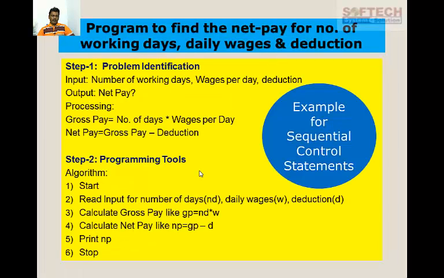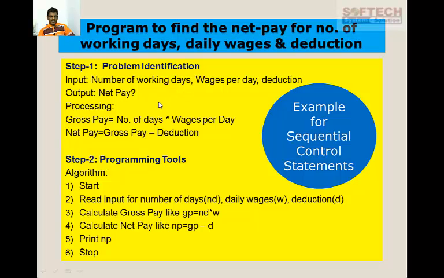Now we develop a program by using programming tools. First we analyze the program. First we identify the problem. First we analyze, then we design by using algorithm and flowchart. Then we develop the coding. So here is an example program for the first type of control statement. What is the first type of control statement? That is the sequential control statement, the first type. So it is an example.